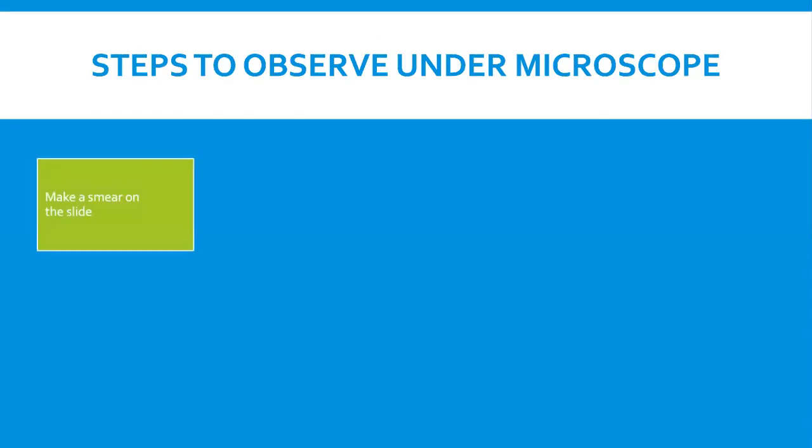Now, how do you observe under a microscope? First, you make a smear like we saw in the previous slide. Then we stain the smear. Obviously, we have to stain. Otherwise, what will happen? Suppose I have white blood cells, red blood cells, and platelets, everything will look the same to me under the microscope because I've not stained them.